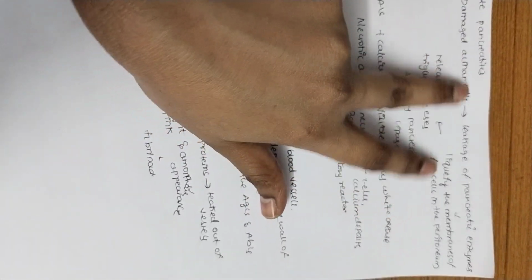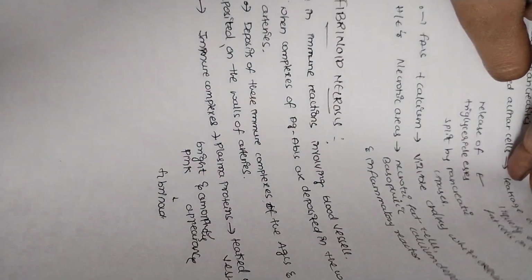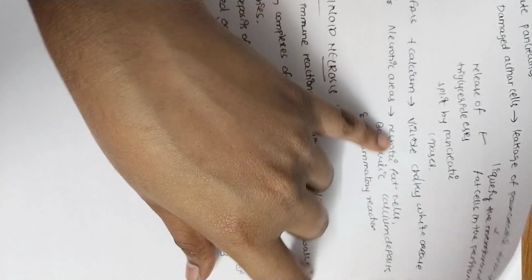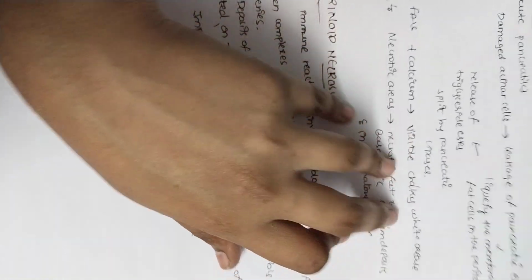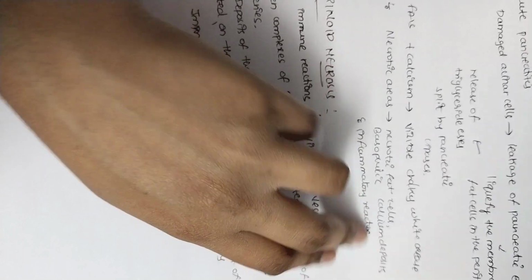And there is release of triglycerides, which are split by the pancreatic lipases. Fatty acids along with calcium will appear as a chalky white area. Microscopically: necrotic fat cells, basophilic calcium deposits, and inflammatory reactions.